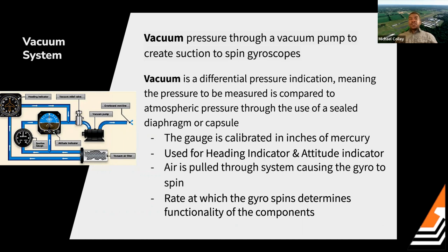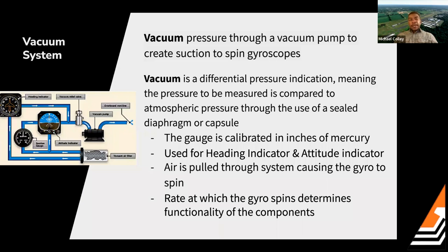The vacuum gauge is calibrated in inches of mercury. So that's what you see when you look at the suction gauge and you say it's in the green. It's used for the heading indicator and the attitude indicator as well, making sure air is pulled through the system, causing the gyro to spin, and it determines the rate at which the gyro spins. So when your vacuum system is in the green, it's able to keep your attitude indicator and your heading indicator very rigid in space.